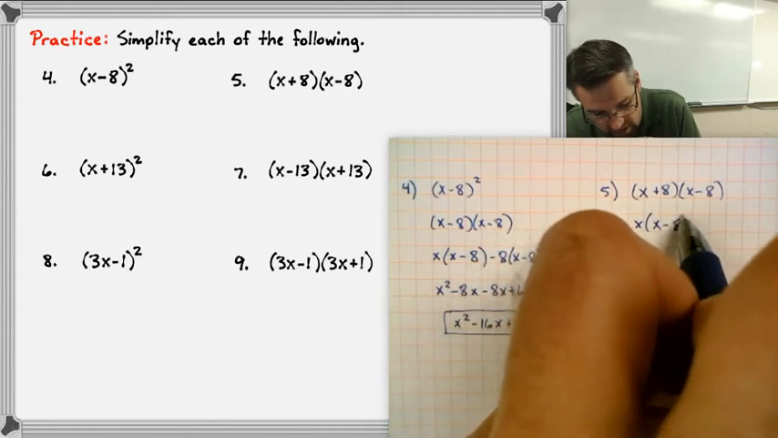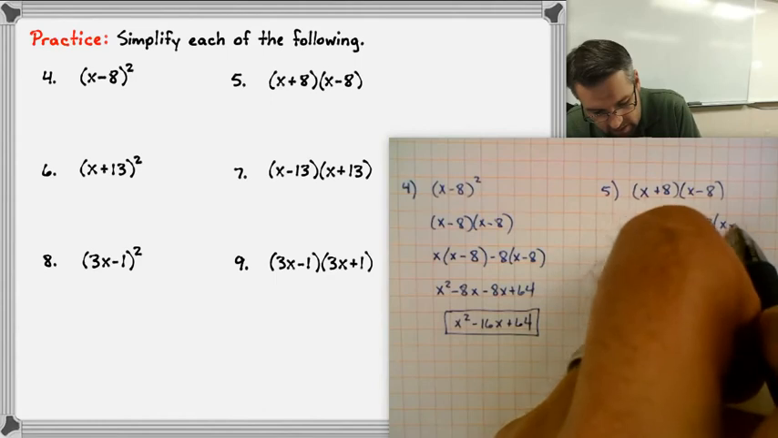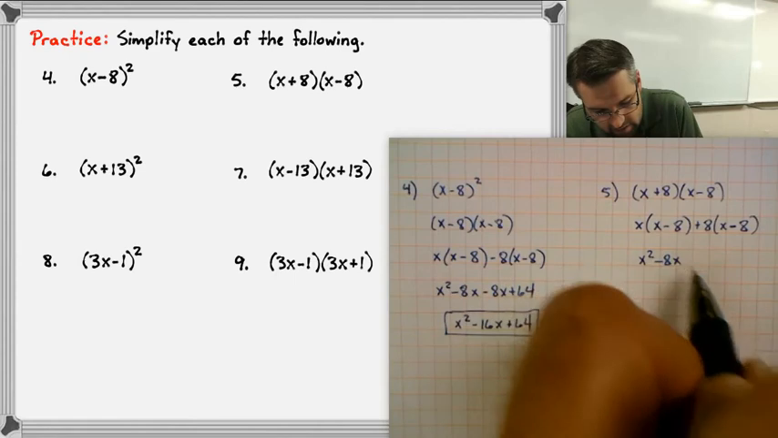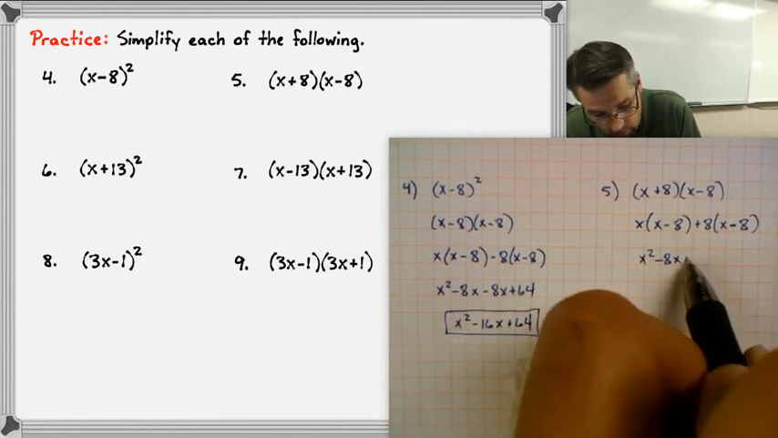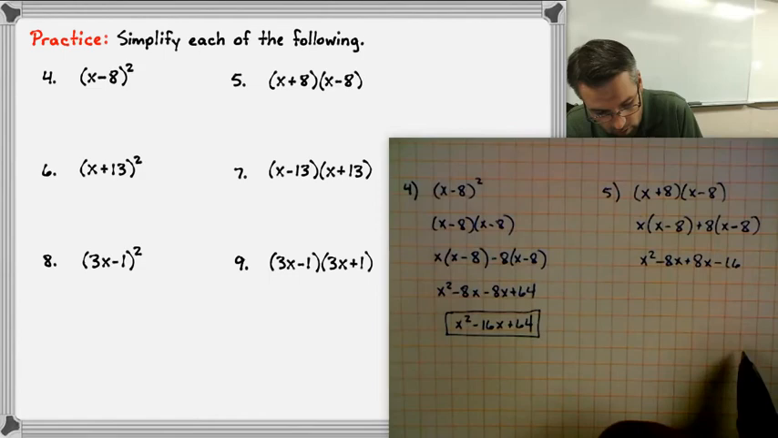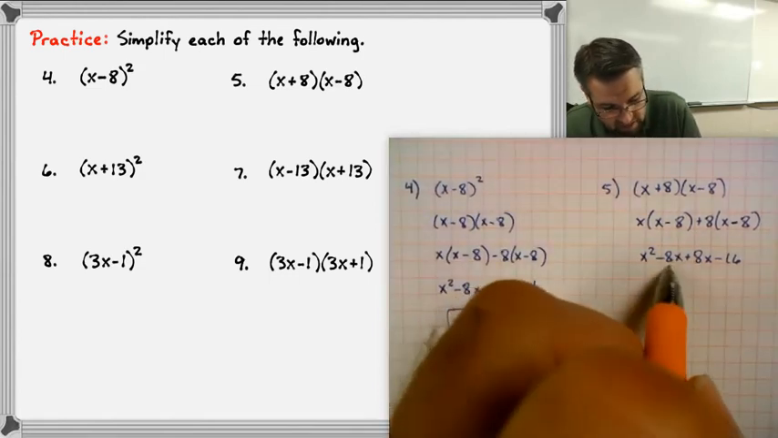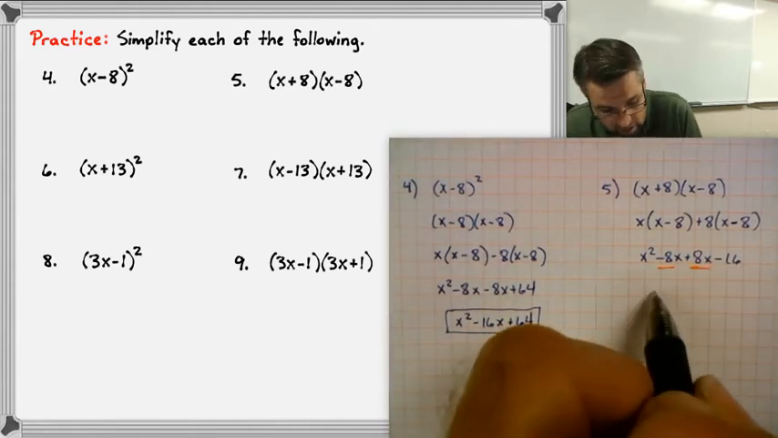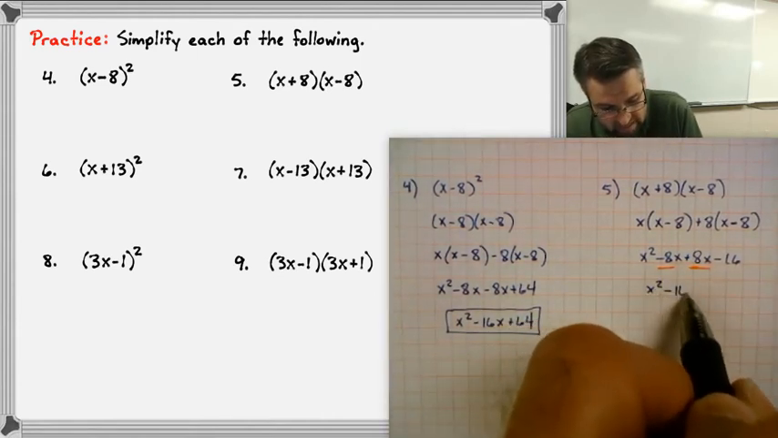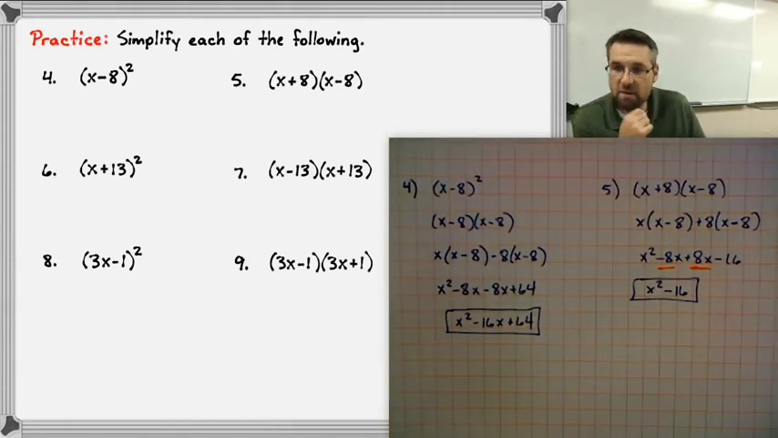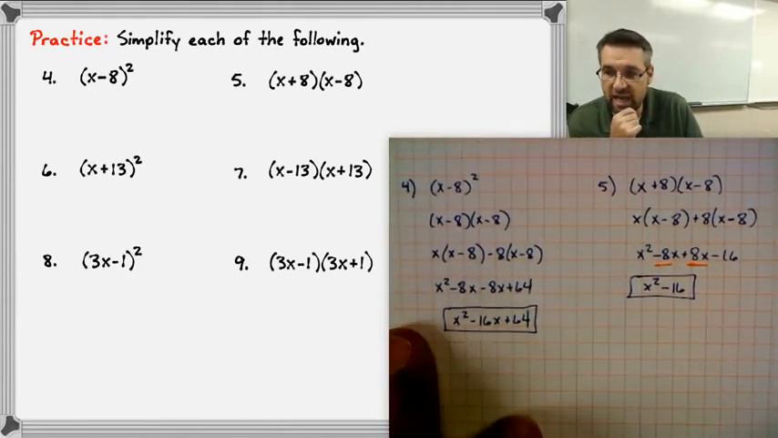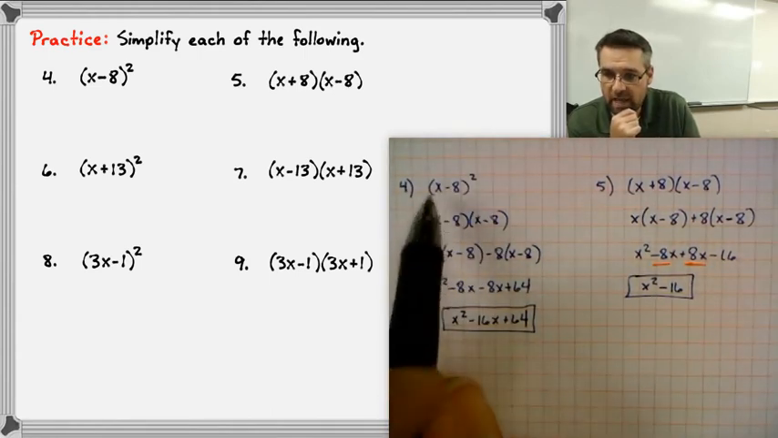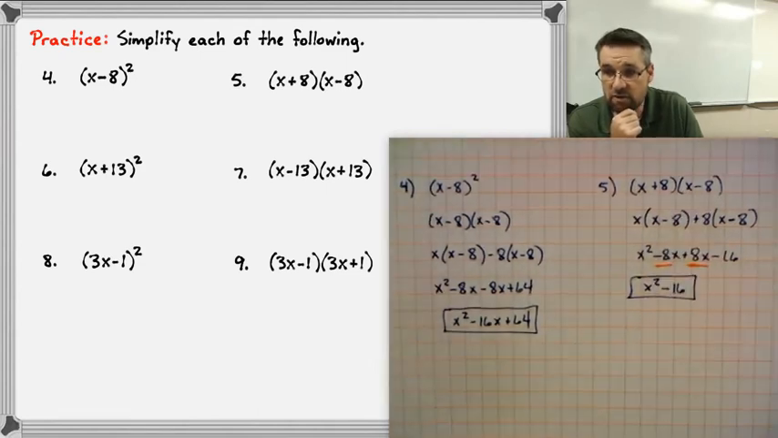So x times x minus 8 plus 8 times x minus 8. We distribute the x, so we get x squared minus 8x. We distribute the positive 8, so we end up with positive 8x minus 64. And then when we go to combine like terms in this case, we see that the negative 8x and the 8x cancel each other out. And so you're left with x squared minus 16 for number 5. So that one's a different one. These are two different cases. These are special cases. This is what we call squaring a binomial, and this is multiplying a difference of squares.